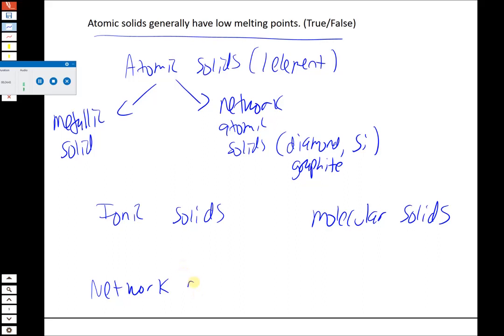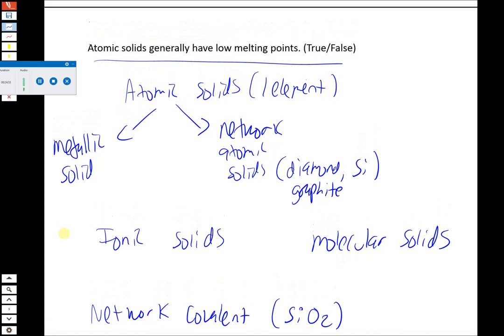Network covalent, which is going to be basically SiO2, sort of another covalent compound that's going to occupy a three-dimensional arrangement. So think about melting points of all of these. It's helpful to remember the ballpark, or at least relative ranges that these fall into.